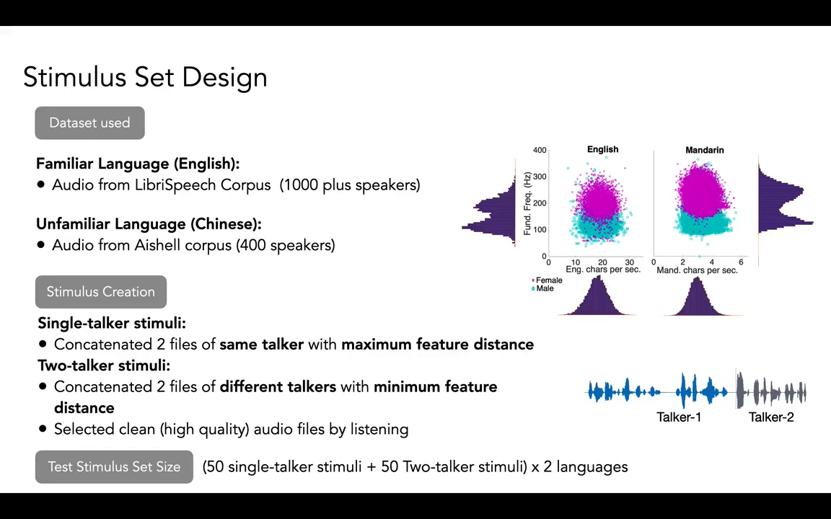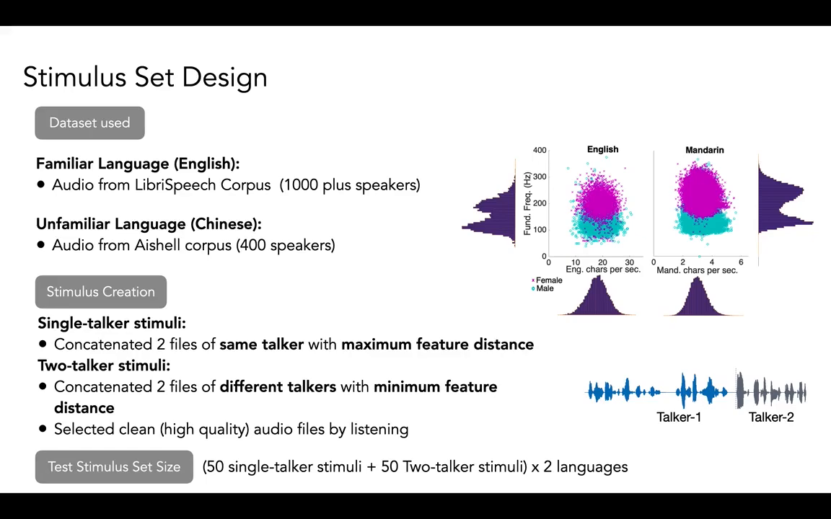On the right, you see a scatter plot where the y-axis denotes the average fundamental frequency of every file, and the x-axis denotes the speaking rate quantified in terms of characters spoken per second. You can see that there is a good spread in the fundamental frequency variation as well as the speaking rate variation for the audio files in these datasets.